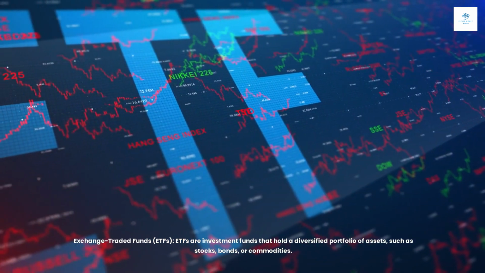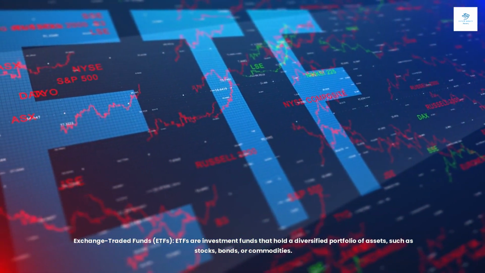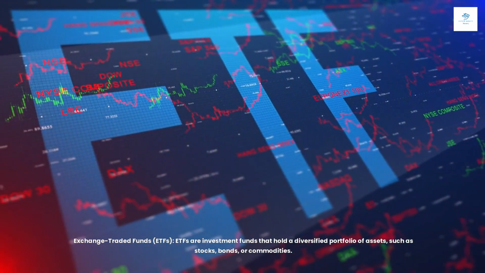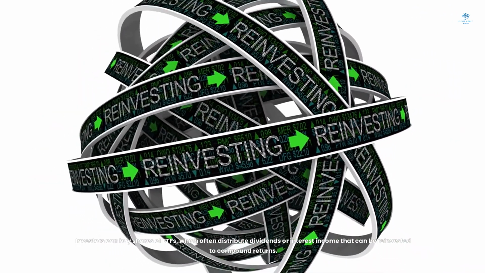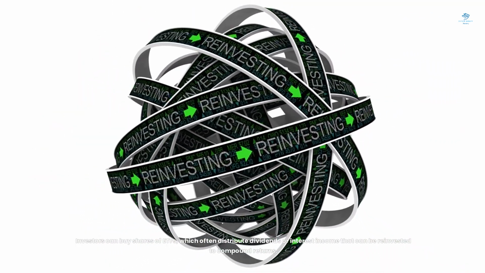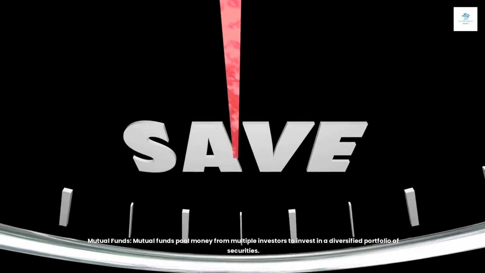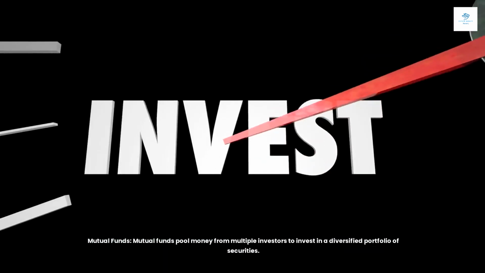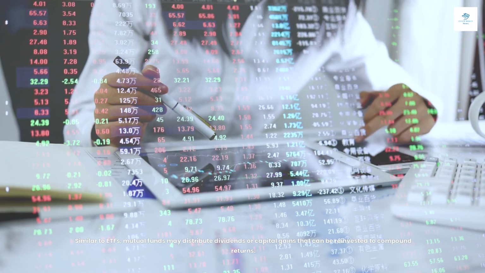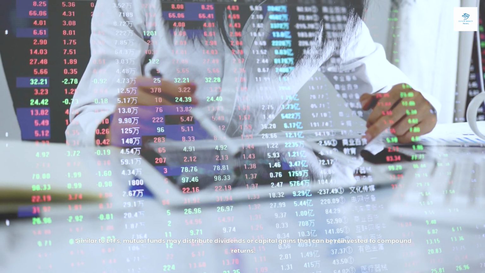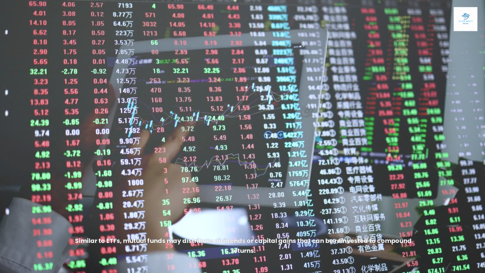Exchange-traded funds, ETFs. ETFs are investment funds that hold a diversified portfolio of assets, such as stocks, bonds, or commodities. Investors can buy shares of ETFs, which often distribute dividends or interest income that can be reinvested to compound returns. Mutual funds. Mutual funds pool money from multiple investors to invest in a diversified portfolio of securities. Similar to ETFs, mutual funds may distribute dividends or capital gains that can be reinvested to compound returns.